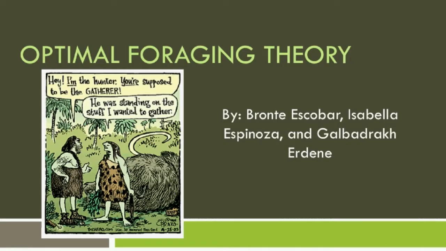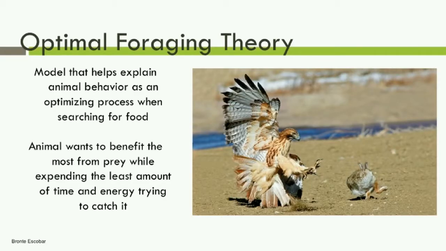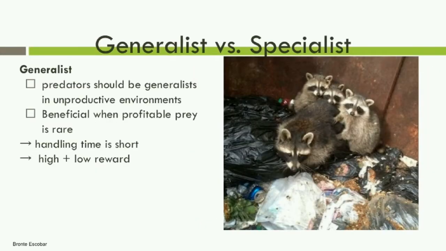Optimal foraging theory. Optimal foraging theory is a model that helps predict animal feeding behavior as an optimizing process. Optimal foragers capture and consume food that provides them the greatest potential energy while expending the least amount of energy and time. There are two main types of foragers in optimal foraging theory, generalists and specialists.